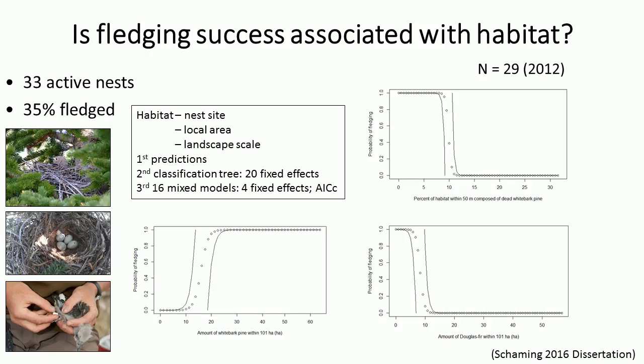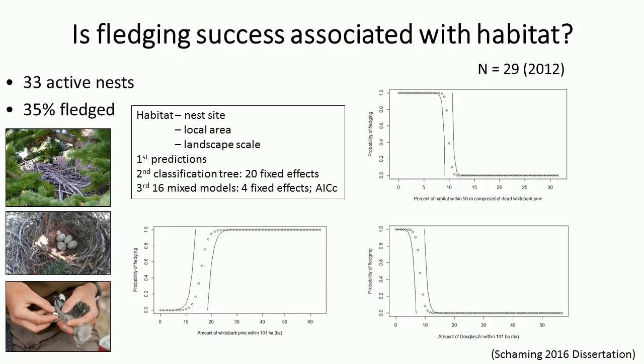And so I included all the important variables from both my hypotheses and from the classification tree into a mixed model, 16 mixed models. And I found that the most important effect was the amount of whitebark pine within 100 hectares. That's the average breeding season home range size. I found that as the amount of whitebark pine within that 100 hectares increased, the likelihood of fledging increased, which is interesting because we don't necessarily think of whitebark pine being important during the breeding season. We think of it as being important during the fall harvest season.